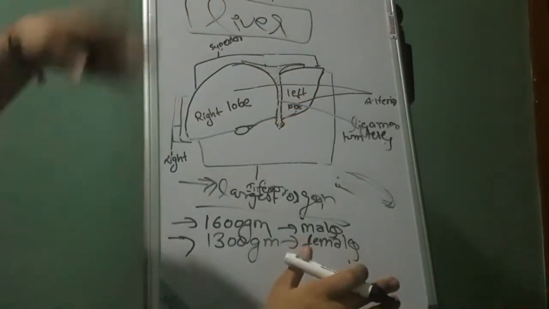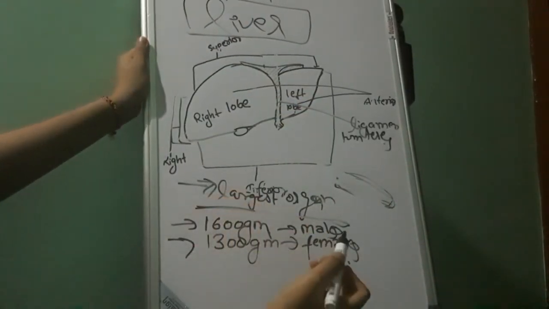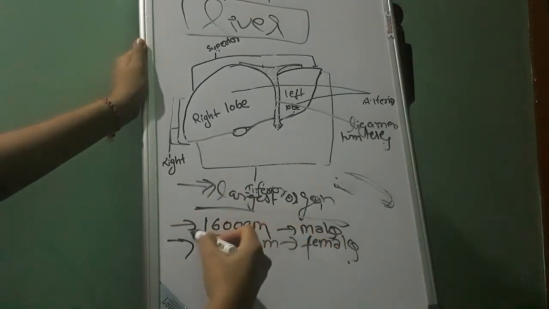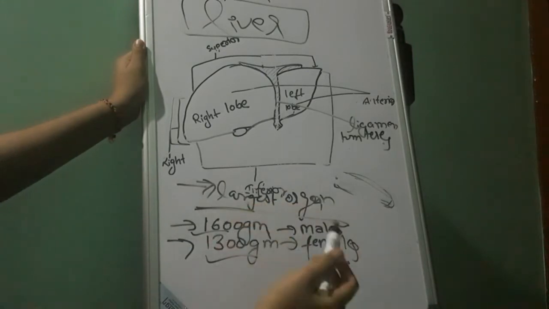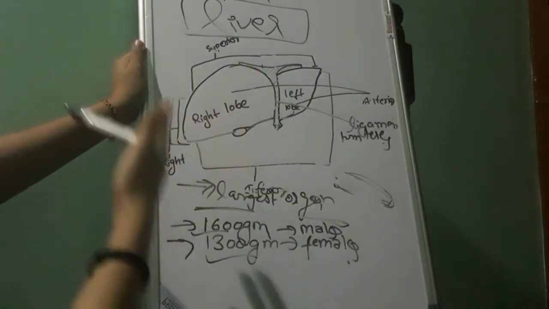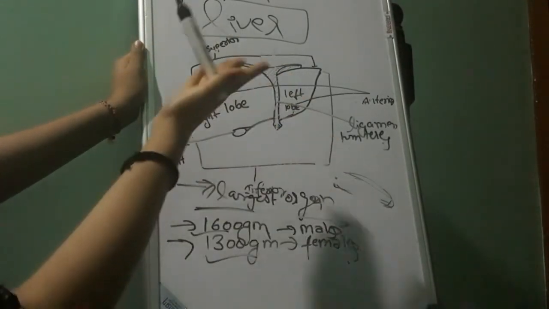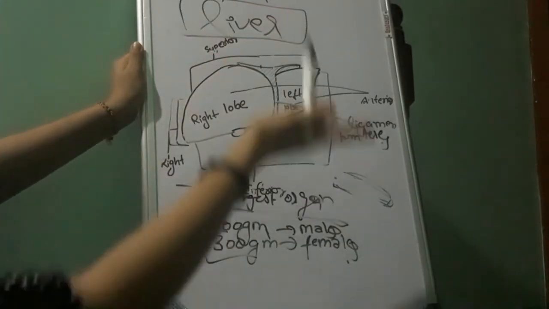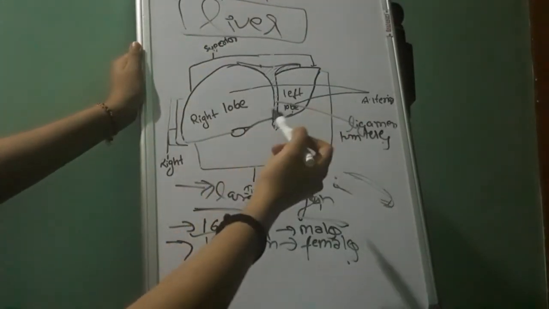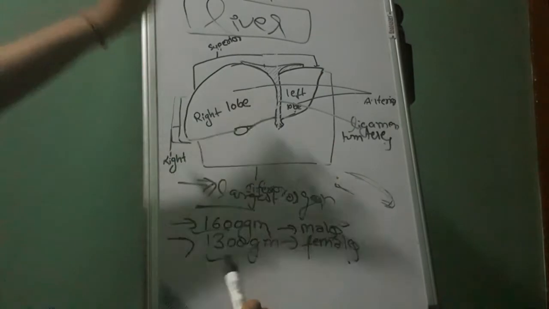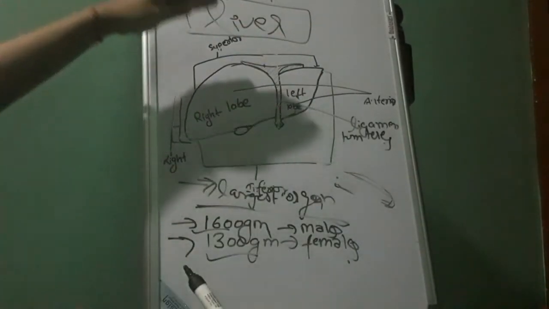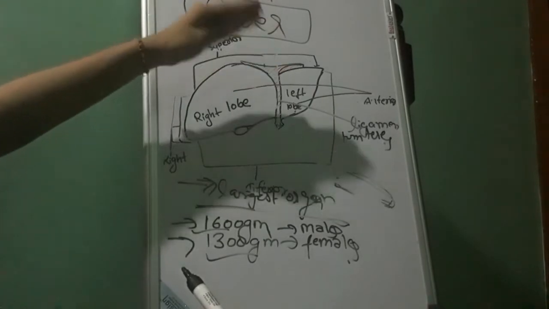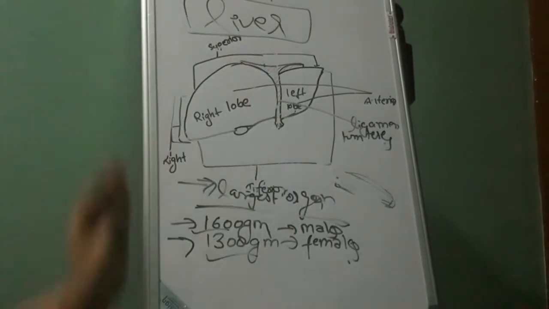So once again, the liver, which is the largest organ of our human body, weighs about 1600 gram in male and 1300 gram in female. It has five borders. It is reddish brown in color. It has the right lobe and the left lobe, which is divided by the ligamentum teres, and it has the five borders, that is the right border, inferior border, superior border, the anterior border and the posterior border.